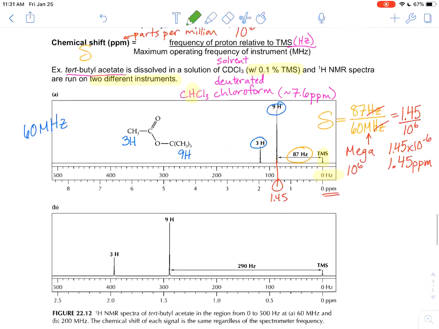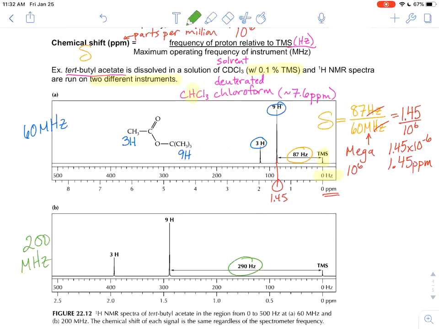This next spectrum was run on a 200 megahertz magnet. It has a relative resonance frequency of 290. So if we put 290 hertz over 200 megahertz, we get 1.45 over 10 to the 6, which is exactly the same thing as 1.45 parts per million.